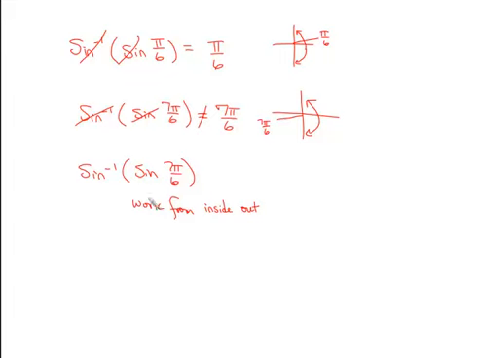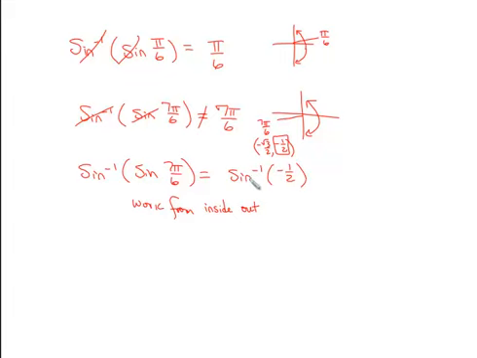Okay. We want to work it from the inside out. 7 pi over 6 is here. The coordinates at 7 pi over 6 are negative radical 3 over 2, comma negative 1/2. So therefore, our sine of 7 pi over 6 is negative 1/2. So this now becomes inverse sine of negative 1/2.